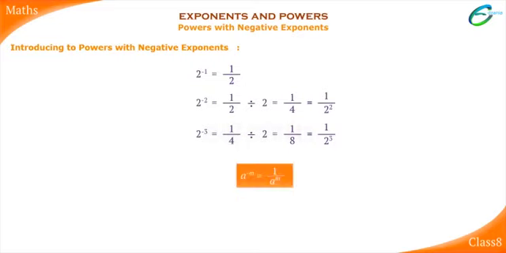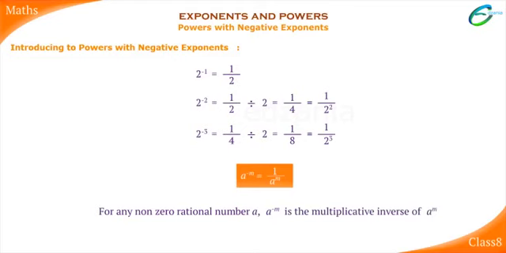In general, we can write for any non-zero rational number a, a raised to the power minus m is equal to 1 over a raised to the power m, where m is any integer. We say that a raised to the power minus m is the multiplicative inverse of a raised to the power m. For any non-zero rational number a, a raised to the power minus m is the multiplicative inverse of a raised to the power m, where m is any integer.